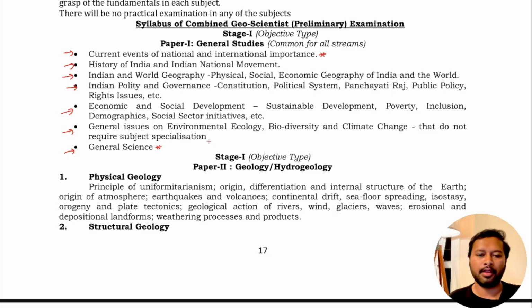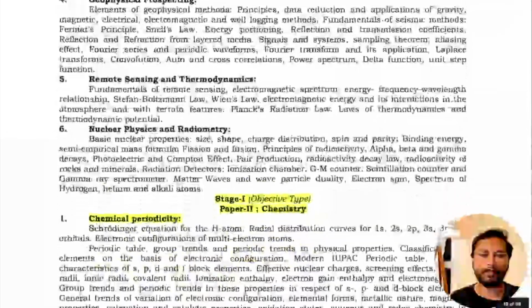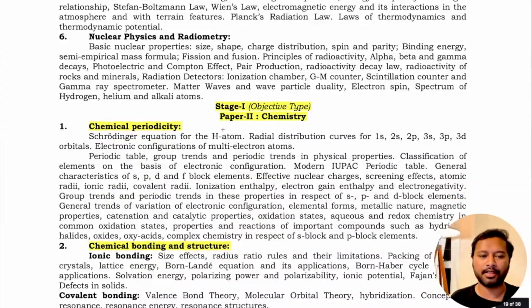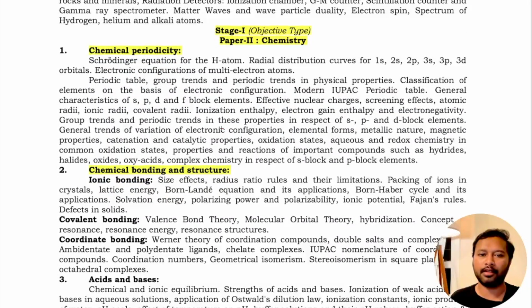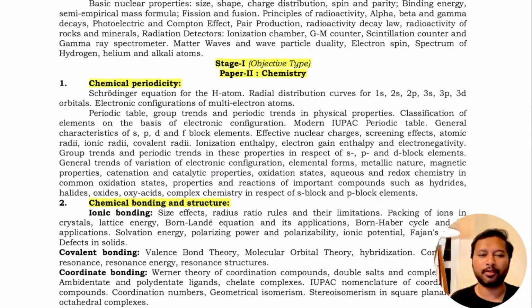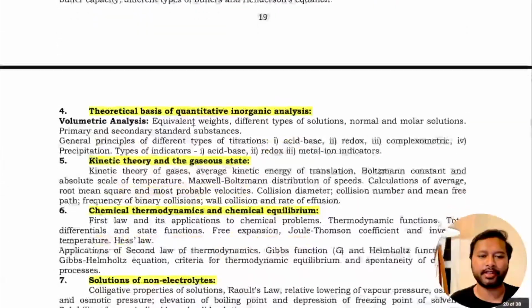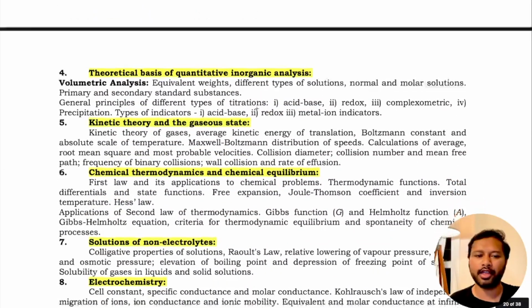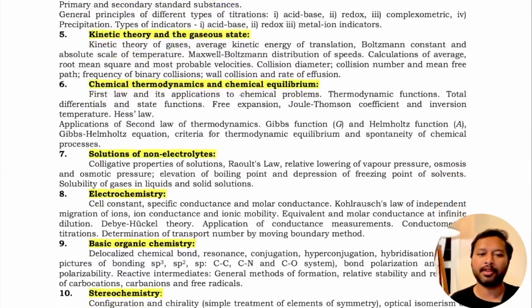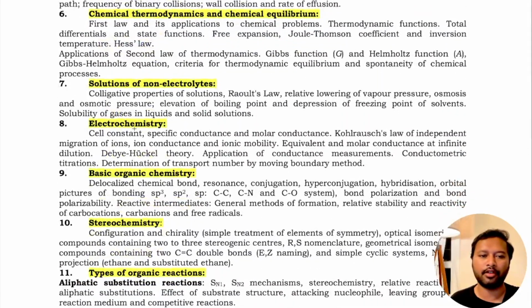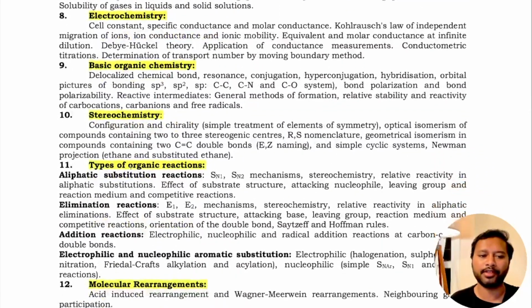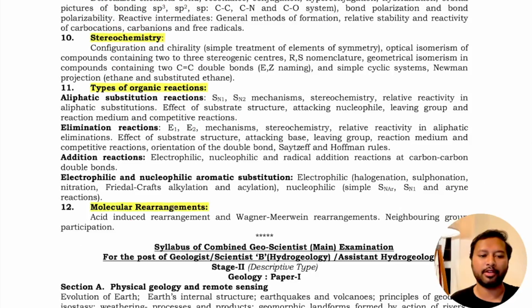Okay, fine. Then if I go to stage 2, which is for the mains exam for chemistry, sorry, this is for stage 1, this is for the preliminary exam. Okay, for the pre-exam for chemistry, they are going to ask basically everything from chemistry. Basic chemistry is asked, chemical periodicity is there, then chemical bonding and structure, theoretical basis of quantitative inorganic analysis, kinetic theory of gases, chemical thermodynamics, chemical equilibrium, solution of non-electrolyte, electrochemistry, basic organic chemistry, stereochemistry, type of organic reaction, molecular rearrangement. Basically they have included everything.